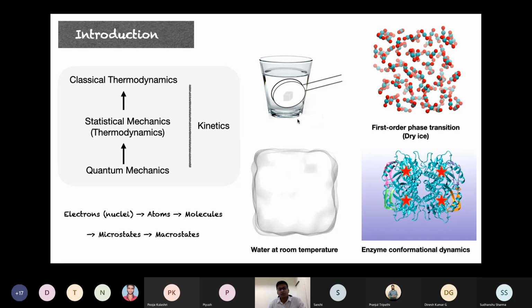Then, if you want to visualize what is happening inside, you have to zoom in. And in order to do that, of course, there are many spectroscopic or experimental techniques. But then there is another one, we call it the computational microscope or computer microscope.